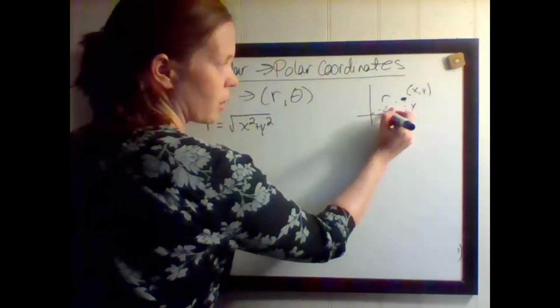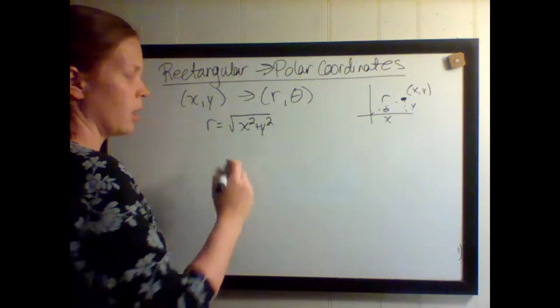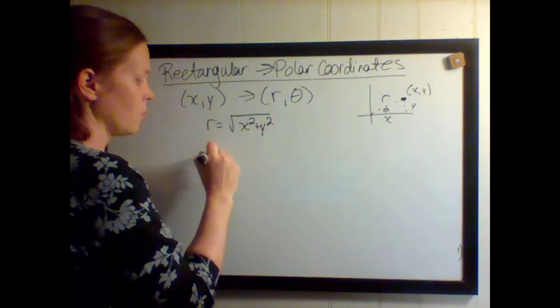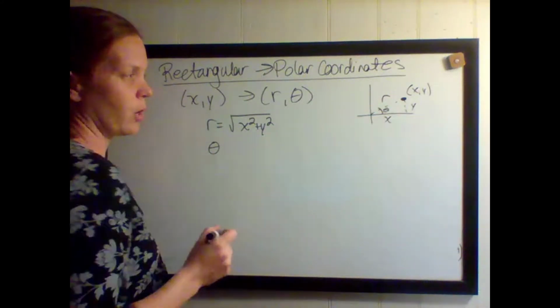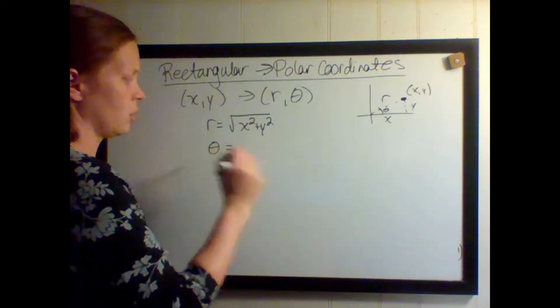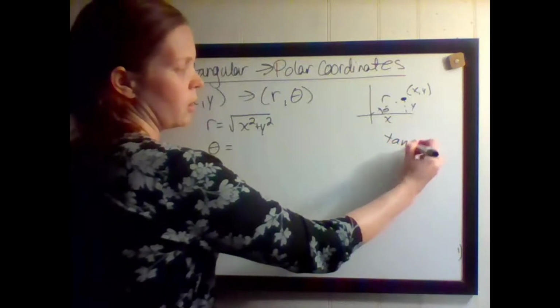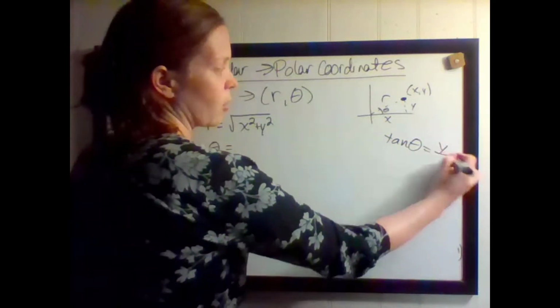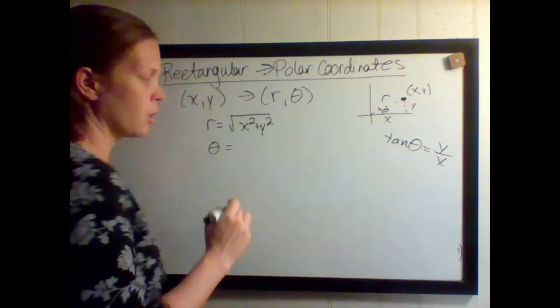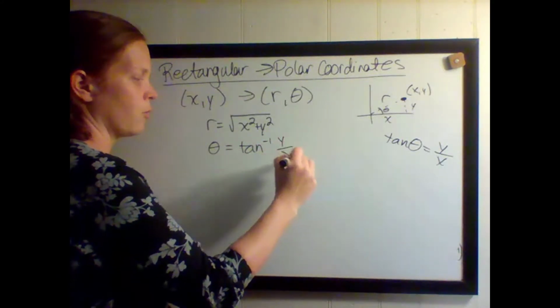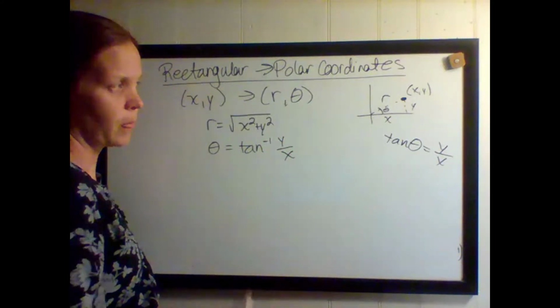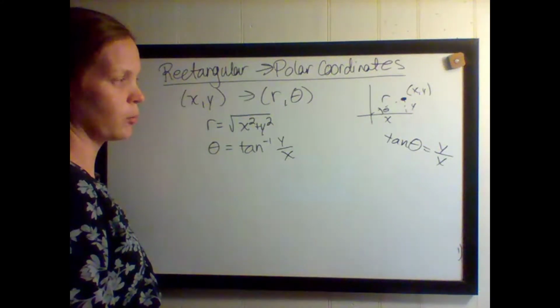And then how about my theta? So whatever my angle is, if I know x and y, I would set up tangent. Let me jot this over to the side. Tangent of theta is y over x, opposite over adjacent. So to get my angle, I'll do tangent inverse of y over x. And then I have to think about where exactly I am, what quadrant.